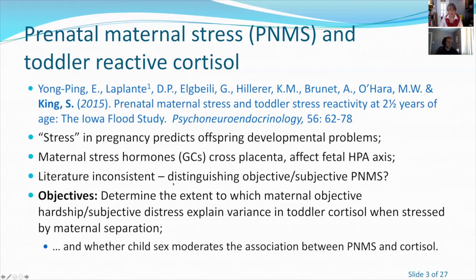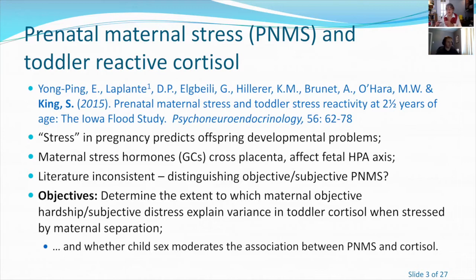Another reason this literature can be very inconsistent is that when people are studying a stressor, like perhaps exposure to some major life event, most of the time people are not able to separate out the effects of objectively what happened to the mother while she was pregnant from her subjective response to whatever happened.